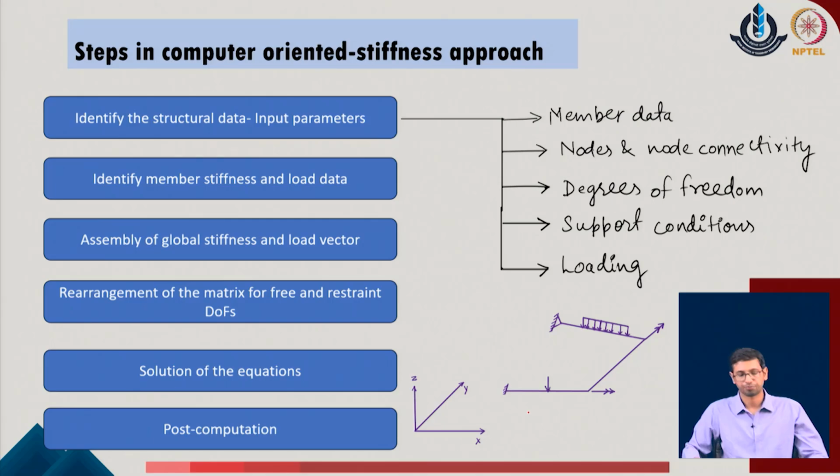As we define, the analysis steps will remain the same. Identify the input parameters, identify the stiffness and the load vector for the individual members in the global directions, assemble the overall load vector as well as the member stiffness, and rearrange the given matrix as per the restraint and the free degrees of freedom. Obtain the solution of the given system, and then do the post computation. Typically, post computation means that we are just going to evaluate the response of the member forces and the reaction forces of the given system.